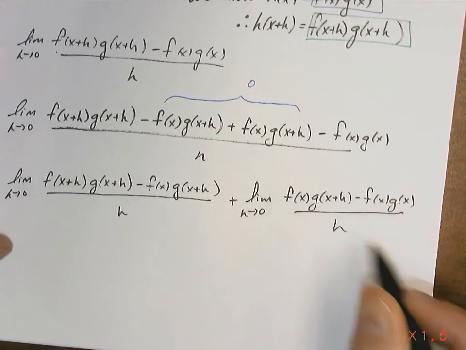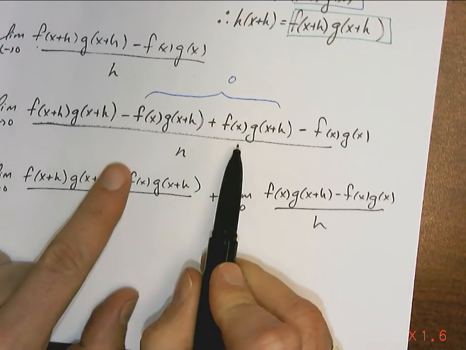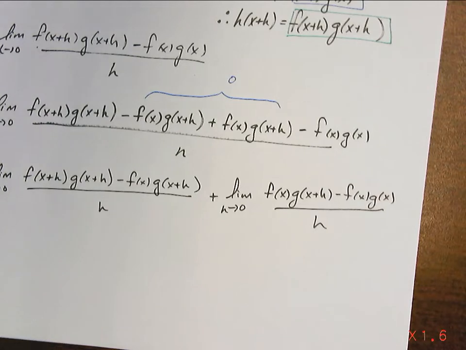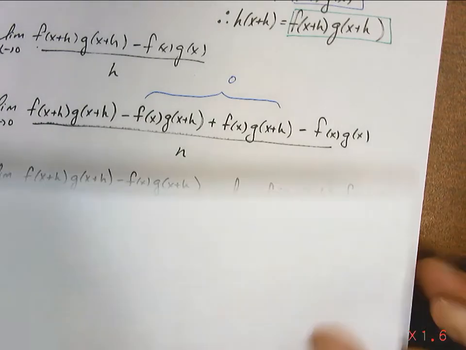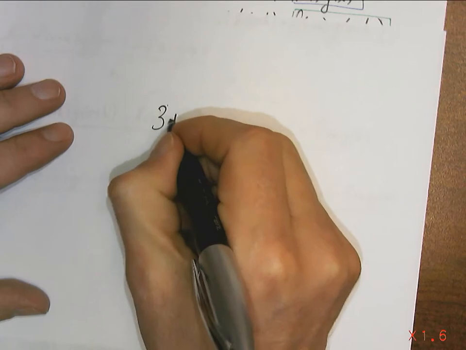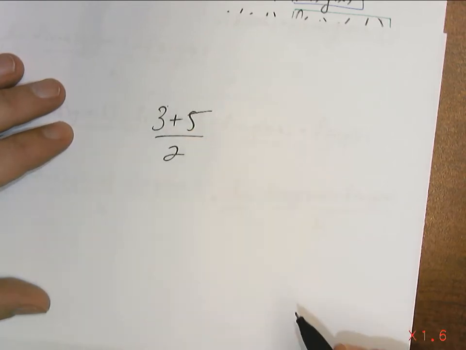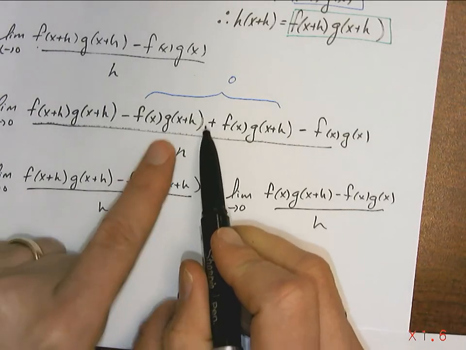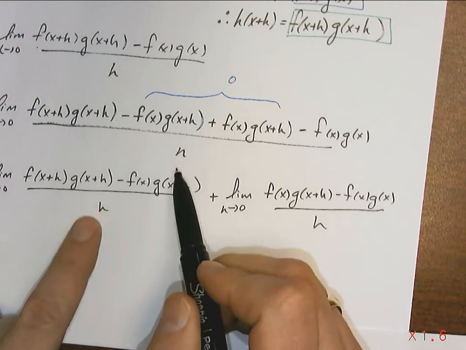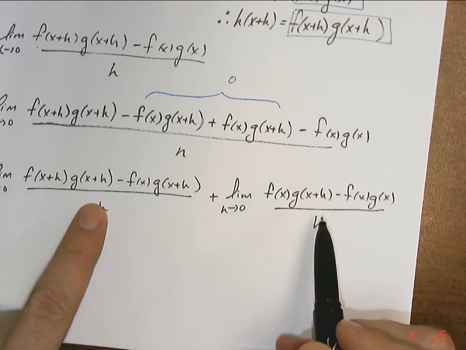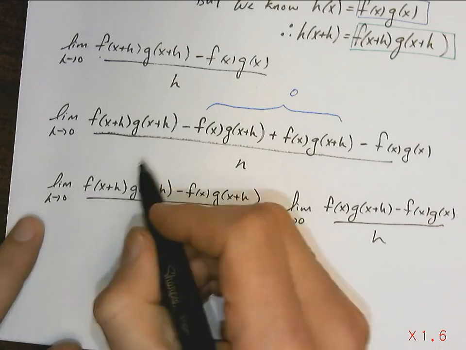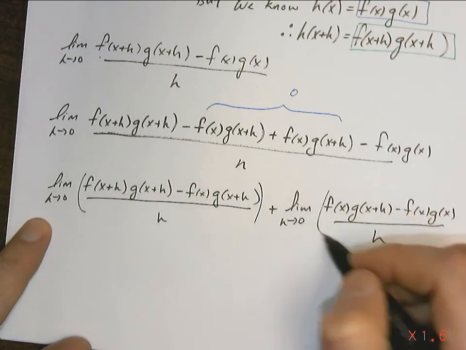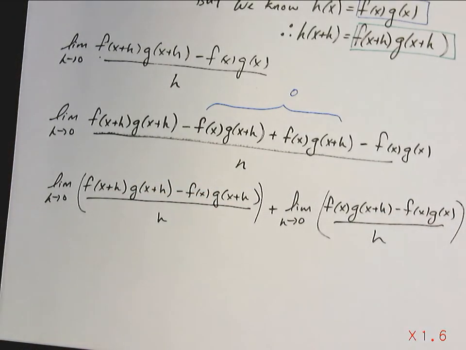So what I did here is I took this whole thing and I said, you know what? I'd like to break you up. And that's not a new concept. Let's just think from here. If I had 3 plus 5 over 2, I could do 3 over 2 plus 5 over 2. That's what I did. They're all over h, so I took this one and put it over h, plus this one over h. And I took the limit, and I just said, well, you know what? I'll just distribute that limit in there. I don't think that's hard to understand. I think you can follow that.